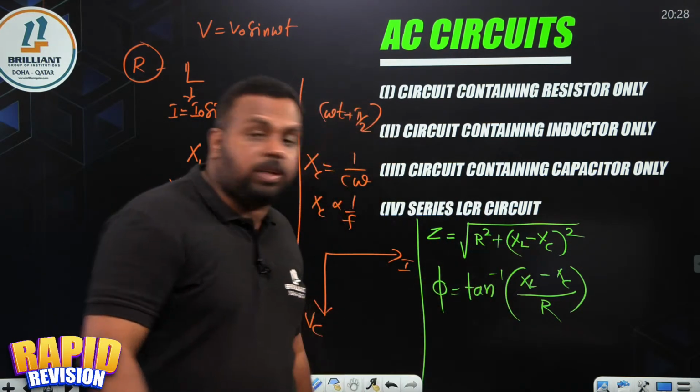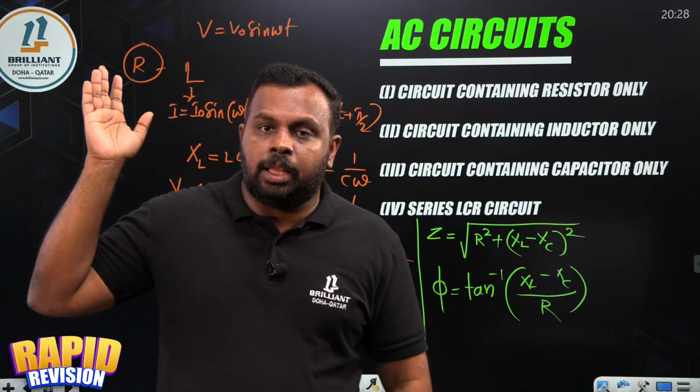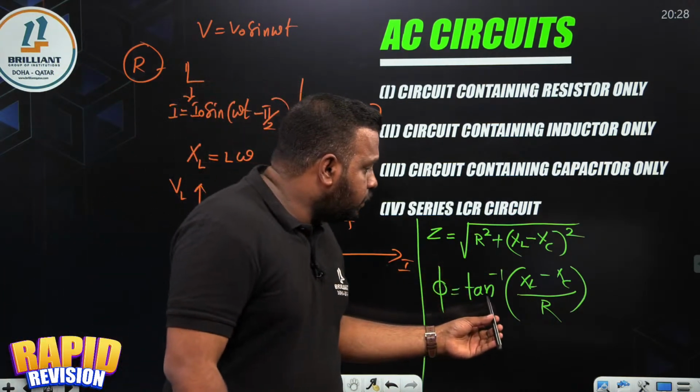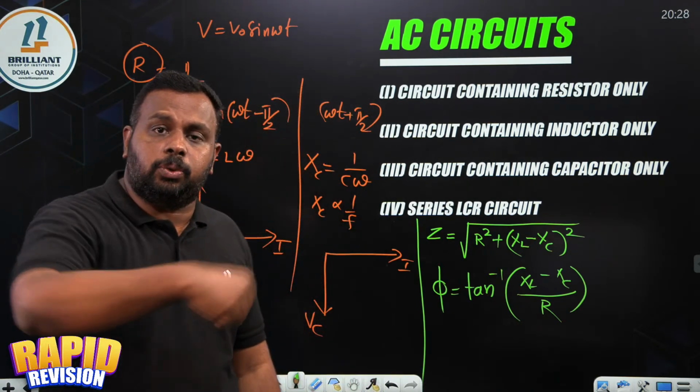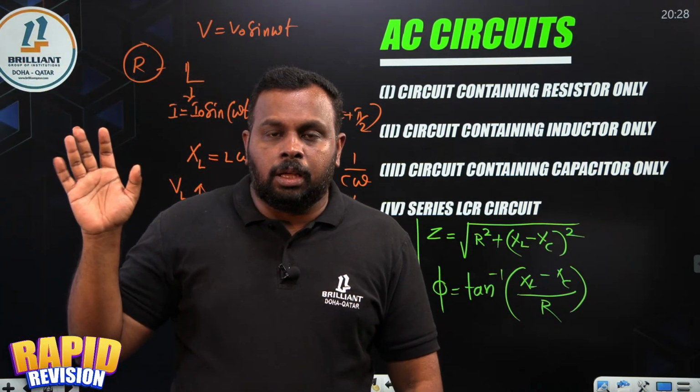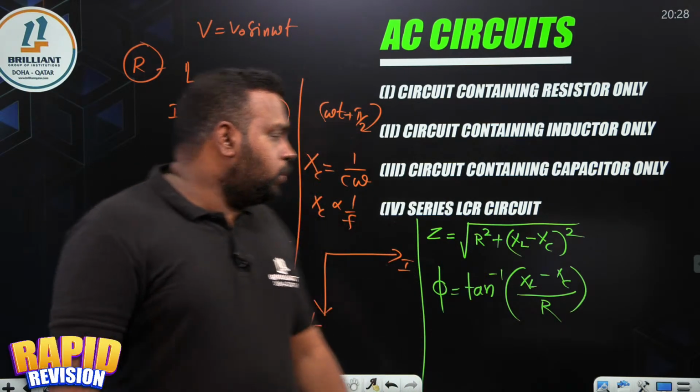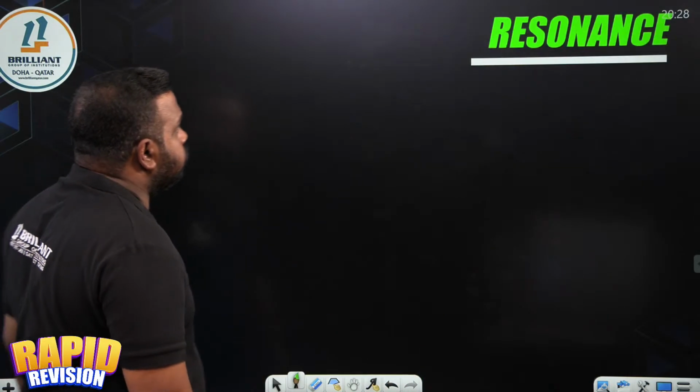So we will get root of R square plus XL square. And for phi, remove XC, so we get XL by R only. Like that, if they are asking a CR circuit, remove the XL part. Hope it is clear for you. Right, so I am going to the next.